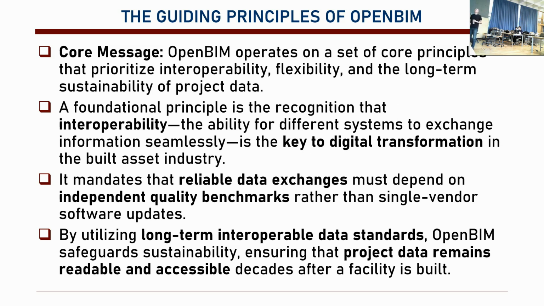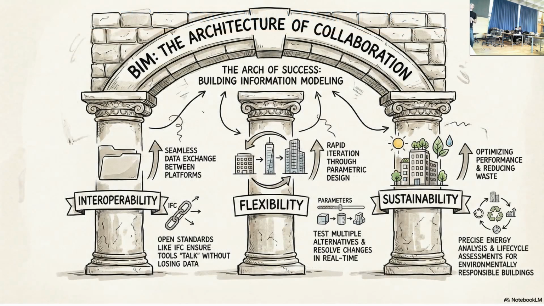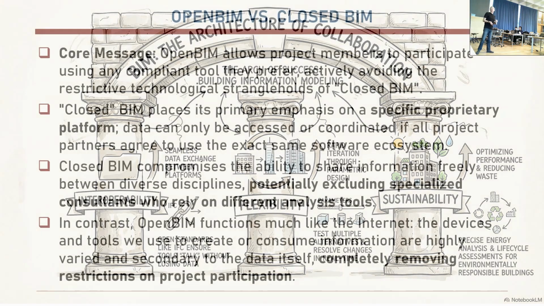And of course, long-term interoperable data standards, okay? So we want to have somebody thinking about that and providing these data standards. And I'll talk about who that is. So that project data remains readable and accessible decades after it is built. Okay, so there will be some people who will be making sure that our data from 2020 is usable in 2050. Okay, so they are basically maintaining that. Yeah, so BIM, architecture of collaboration, we have interoperability, flexibility, sustainability, open standards, we can do parametric design, rapid iterations, seamless data exchange, optimization, etc. So all these are with the OpenBIM.